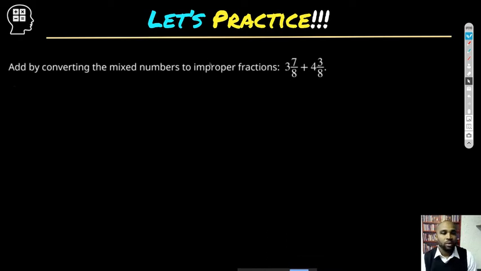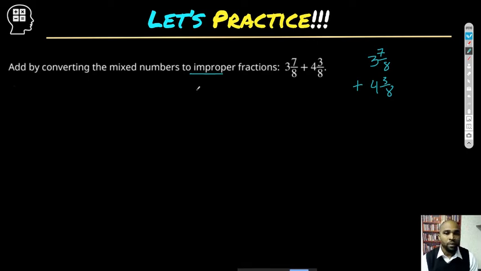All right, so the next one we're going to do is add by converting the mixed number to an improper fraction. So we're going to just leave it as an improper fraction. Instead of doing it this way, 3 7/8 and 4 3/8, instead of doing it vertically, we're going to change these into improper fractions first and then add them. So let's see what that looks like.